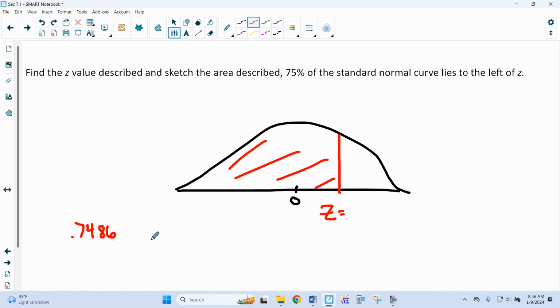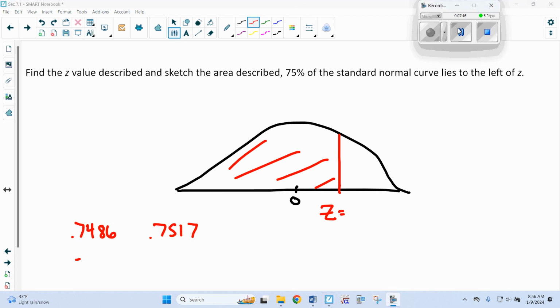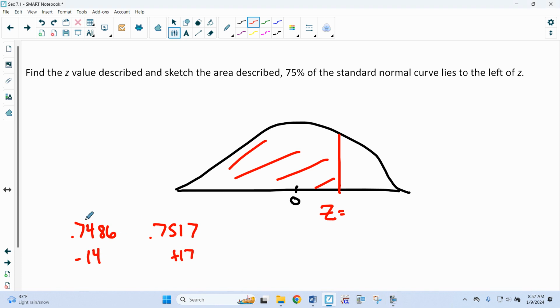0.4786, 0.7517. This is 14 under. This is 17 over. So this is my closest. And that would be 0.6, 0.07, so my z here would be 0.67.